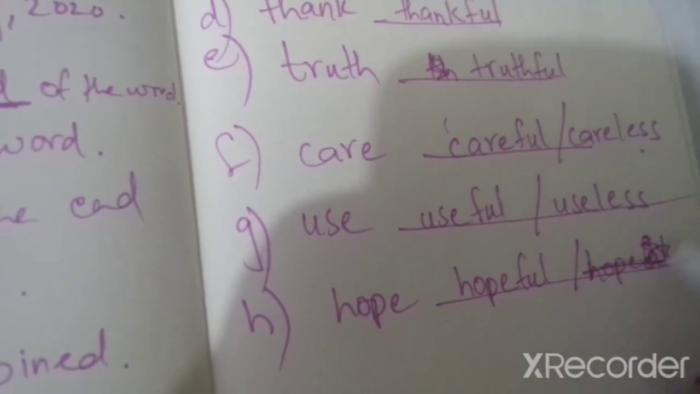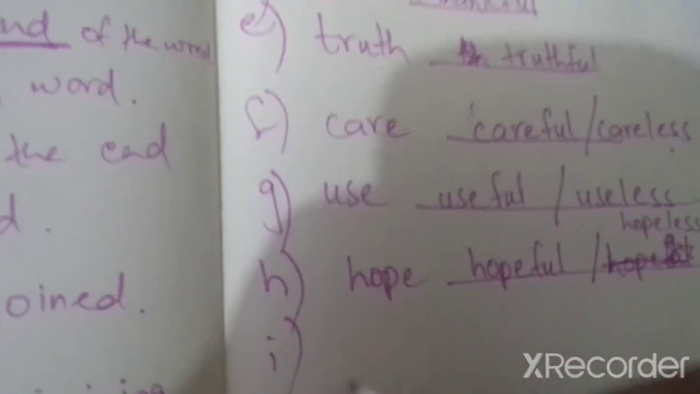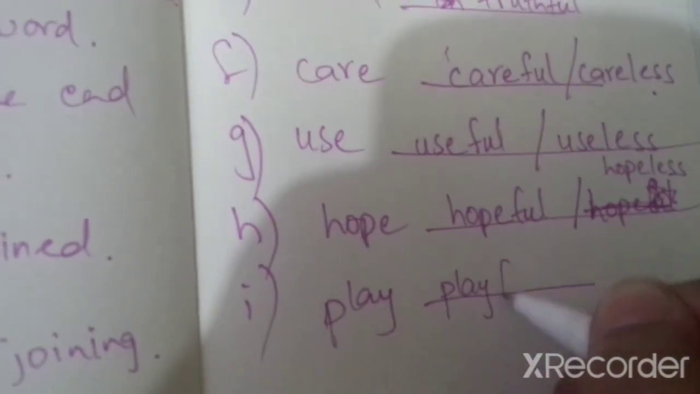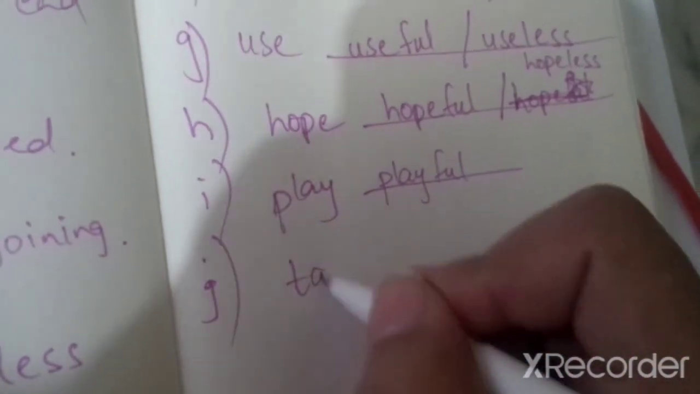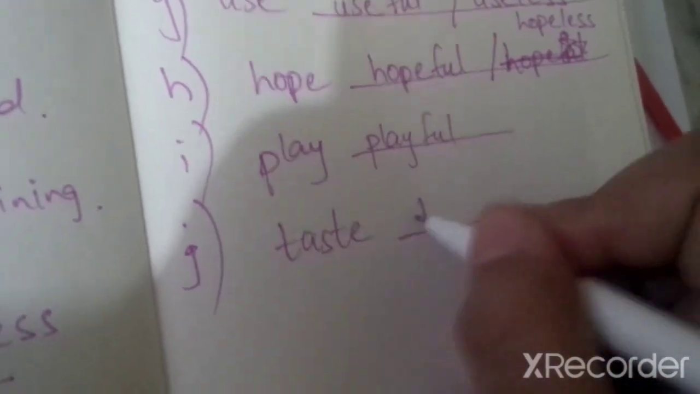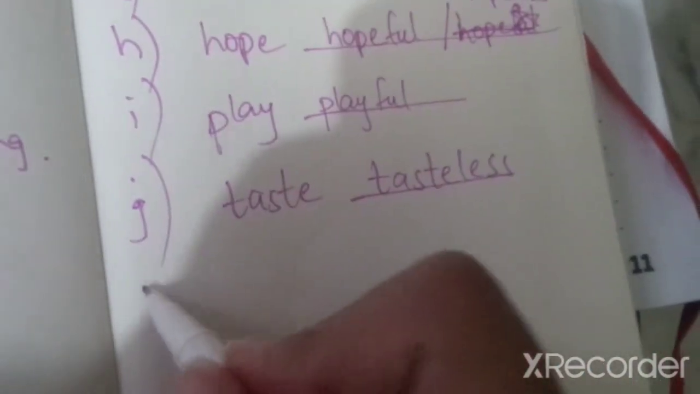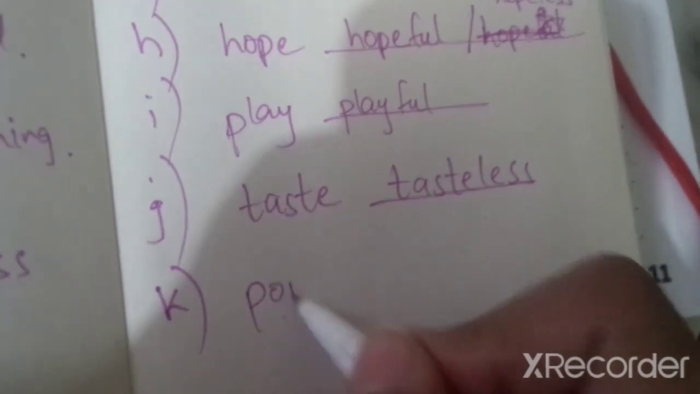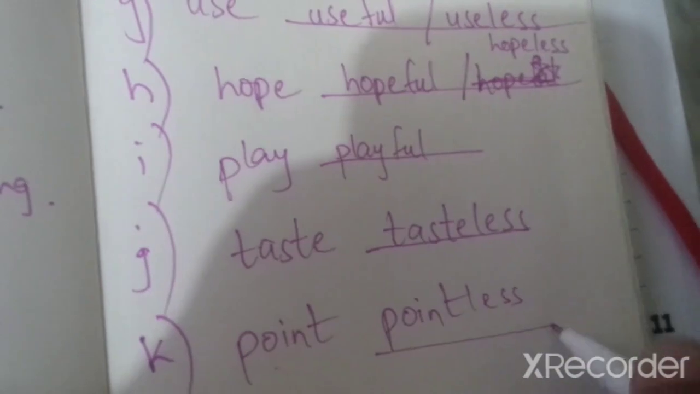Hopeless. I part, play. Now playless doesn't make sense, so that's why we'll only use full with it. So playful. J part, taste. With taste we'll only add less because tasteful doesn't make sense. K part is point. And again with point we'll use less, so it's going to become pointless.